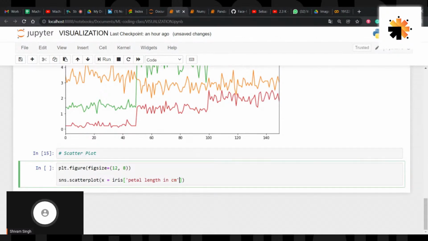You can change it, and I can try to explain with a different plot also, but for now I will take petal length on the x-axis and petal width on the y-axis.